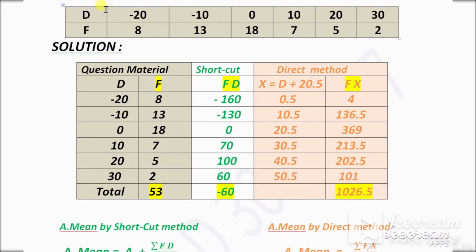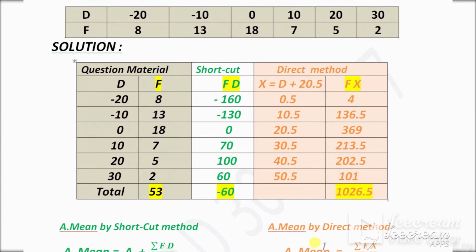Now the formula for the shortcut method is summation fd. So summation fd means f multiplied by d. Just multiply f with d. So 8 multiplied by negative 20 is negative 160, 13 multiplied by negative 10 is negative 130, 0 multiplied by any number is 0, 7 multiplied by 10 is 70, 5 multiplied by 20 is 100, and so on. Now summation fd means the total of fd. So the total of fd is negative 60.